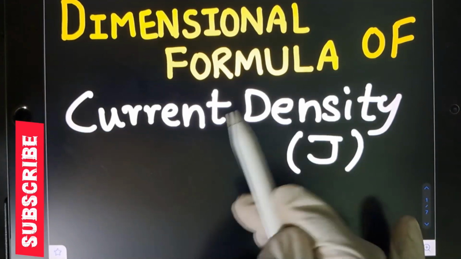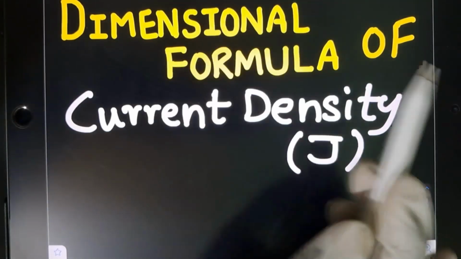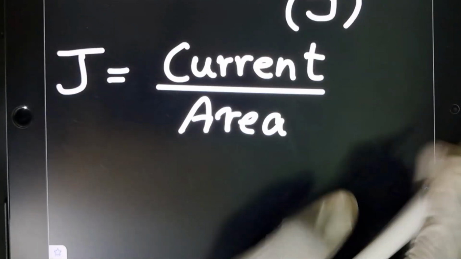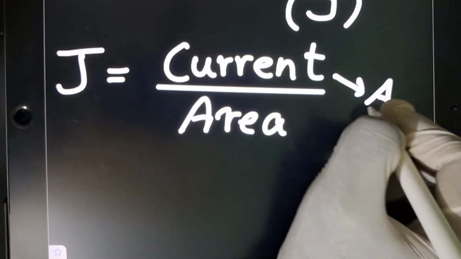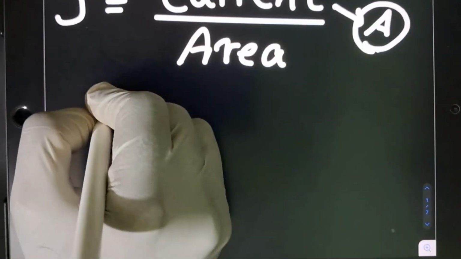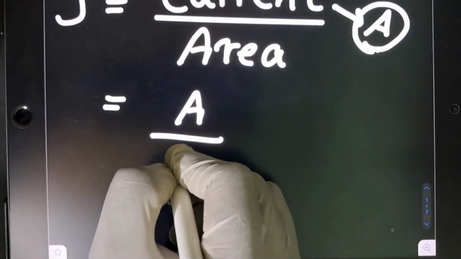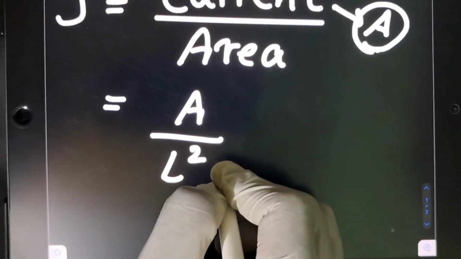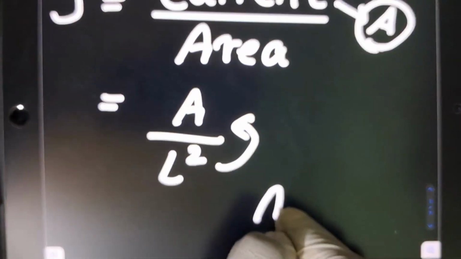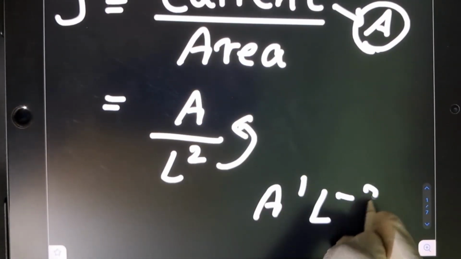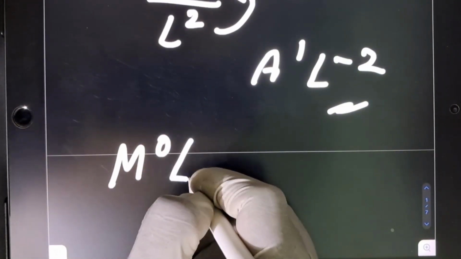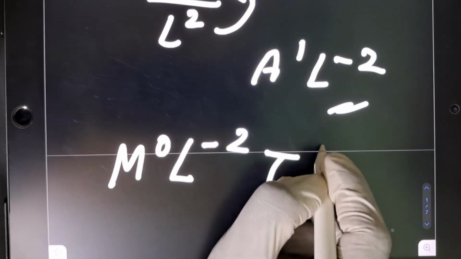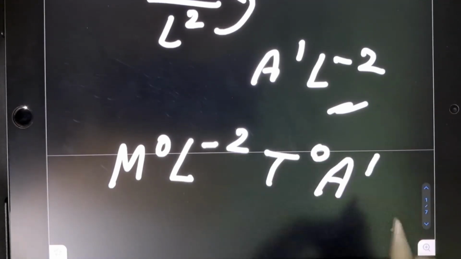To find the dimensional formula of current density denoted by the letter J, J is equal to current by area. Current is denoted by the letter A. So A by area, which is L power 2, length into breadth, L square. So on reciprocal we get A power 1, L power minus 2. Overall M power 0, L power minus 2, T power 0, there is no time, and A power 1, current 1.